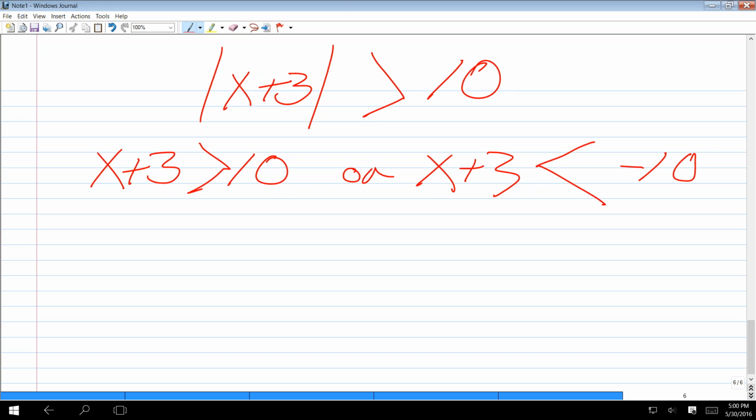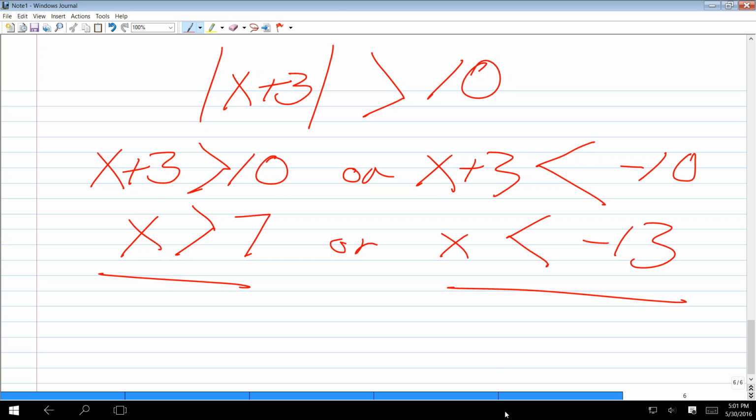Because you're like dividing by negative 1 almost? I don't even know what the explanation for it is. It's just the way you solve these. Notice what happens. I get x is greater than 7 or x is less than minus 13. And you can see that both of those are solutions. Put in 8 for x. Well, absolute value of 11 is greater than 10. Put in minus 15 for x. Well, the absolute value of minus 12 is greater than 10.